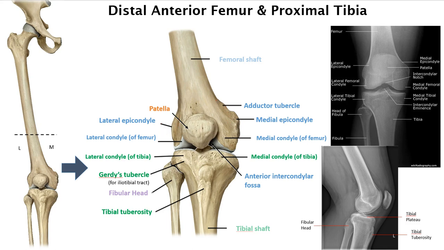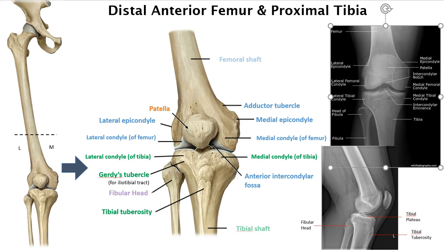These femoral condyles rest on the condyles of the tibia. The relatively flat table of bone is called the tibial plateau. Laterally, there is often a small ridge of bone called Gerdy's tubercle. You can see Gerdy's tubercle right in this region. This is a site of attachment for the iliotibial tract or iliotibial band. Anteriorly, we see the tibial tuberosity, which serves as an attachment site for the quadriceps muscles.